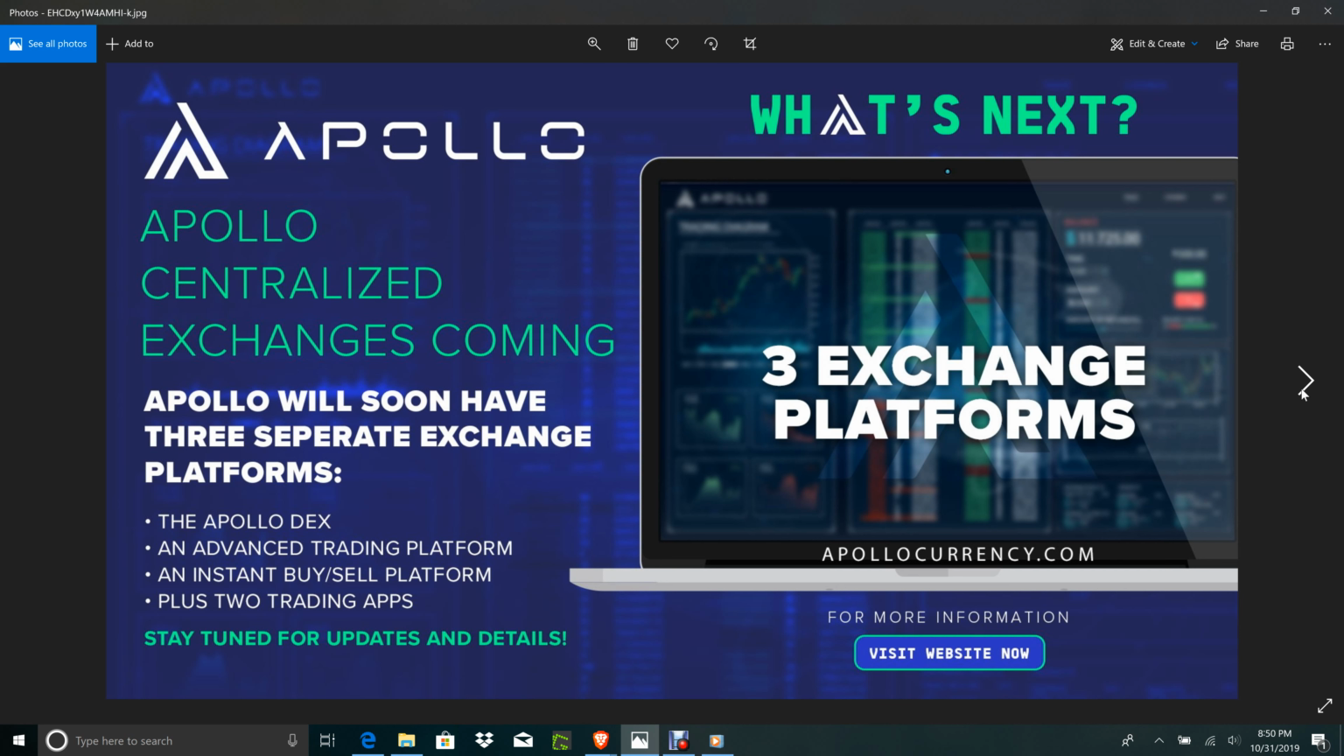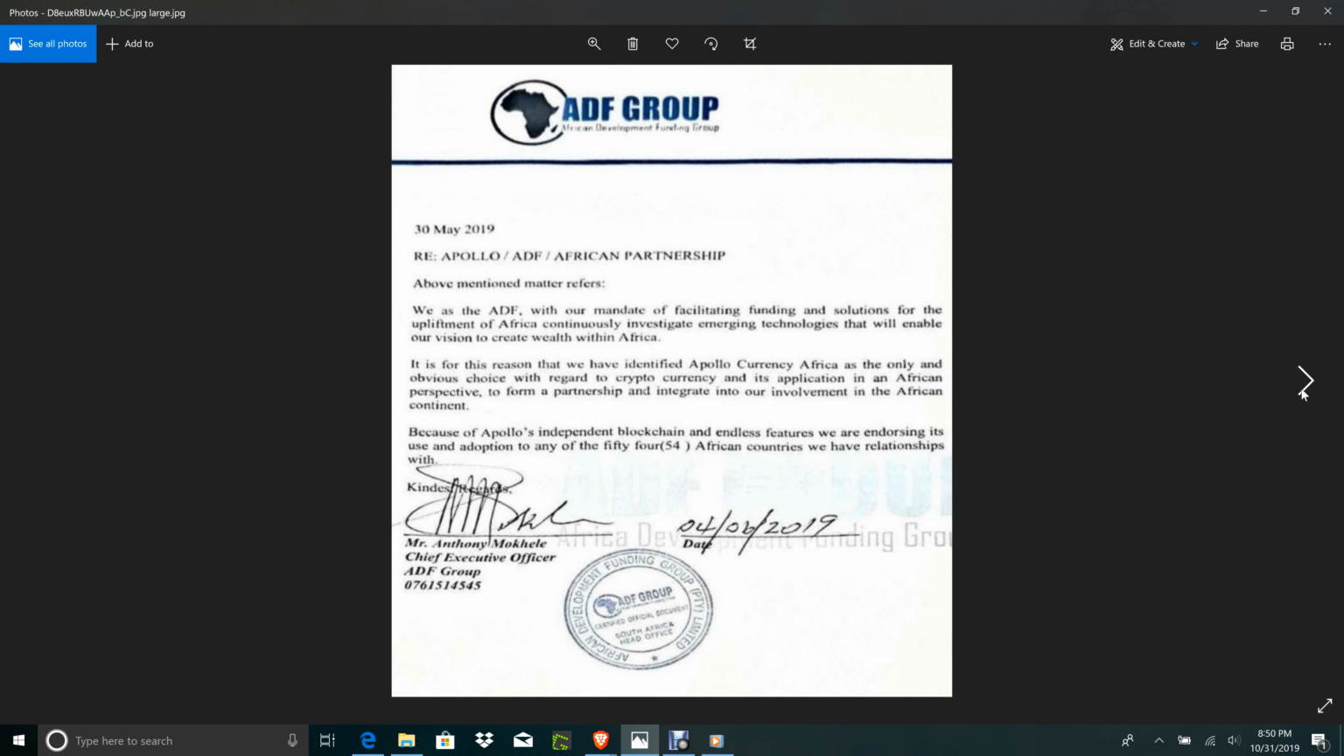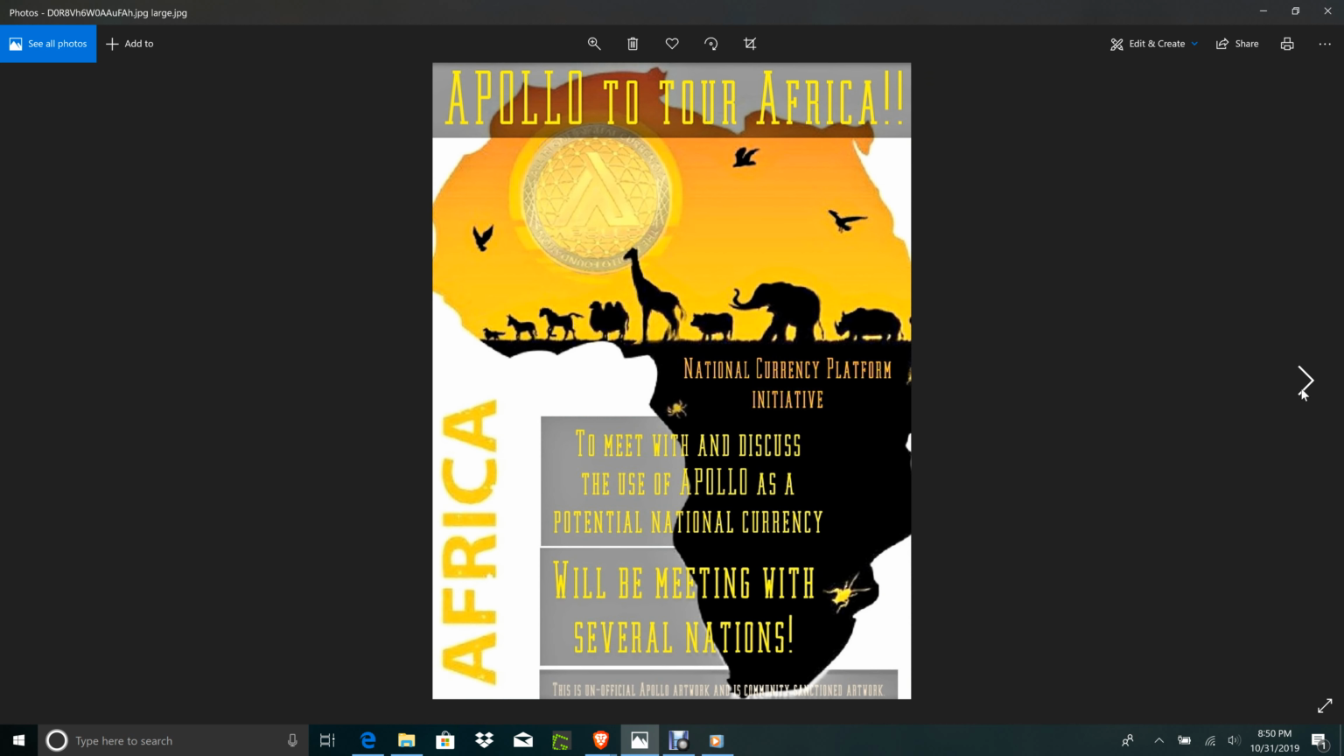And these exchanges will let them work their magic in Africa to have fiat from banks, of the central banks and the people that have the accounts, fiat loaded up into these exchanges to buy. Apollo's partnership letter, huge. This started the initiative back many months ago, huge.